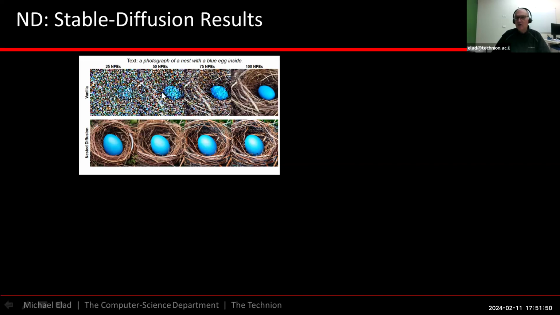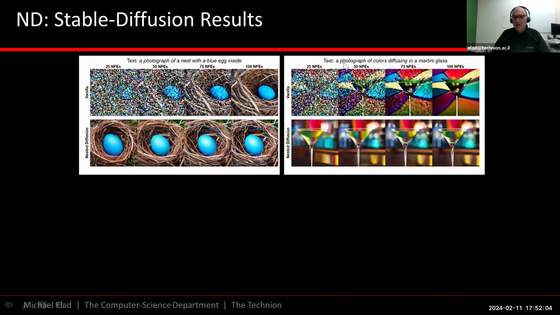What you see here is the regular stable diffusion, and the one that nested suggests. We're using the same number of steps, 100 altogether. After 25, you already get a good-looking result. The same for this, a photograph of colors diffusing in a martini glass. You wait for 75 steps and still get horrible results, only to get this at the end. This is what you get from the very beginning, and so on.